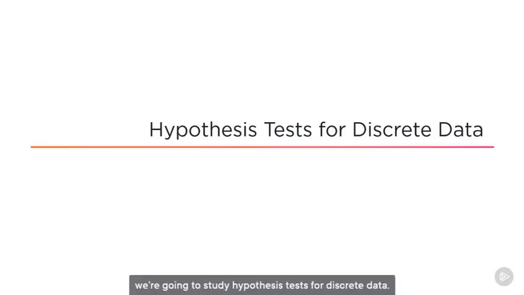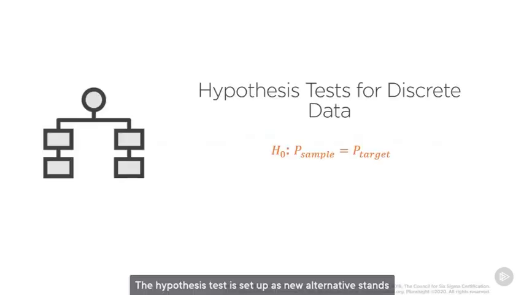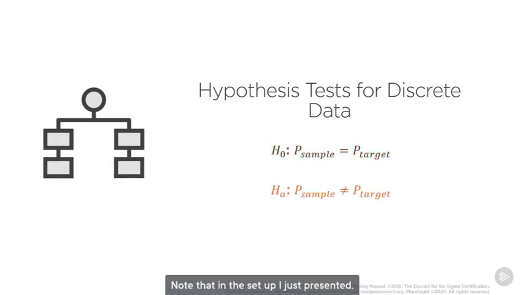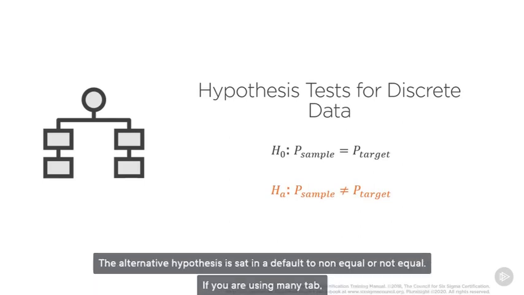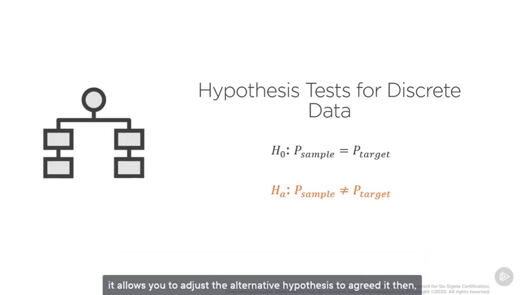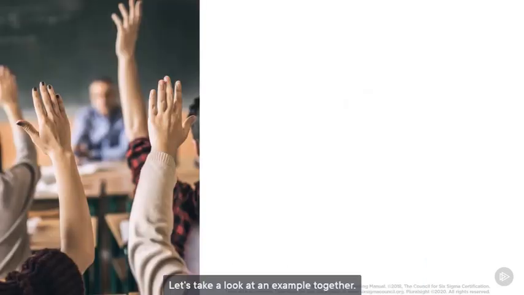In this video, we're going to study hypothesis tests for discrete data. The hypothesis test is set up with the null hypothesis stating p-sample equals p-target, while the alternative hypothesis is p-sample is different from the target. Note that in the setup I just presented, the alternative hypothesis is set by default to not equal. If you are using Minitab, it allows you to adjust the alternative hypothesis to a greater than or less than scenario if desired. Let's take a look at an example together.